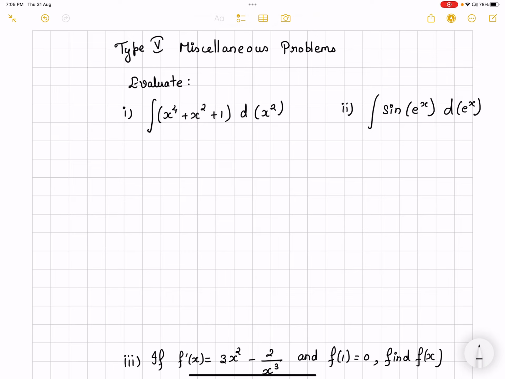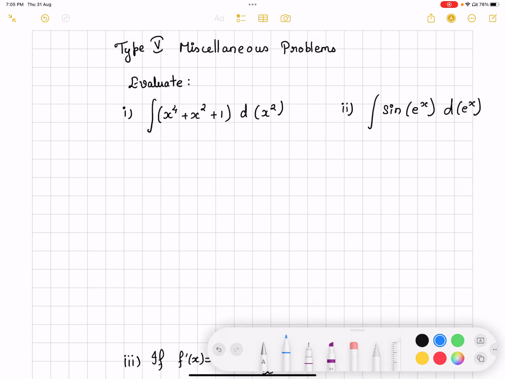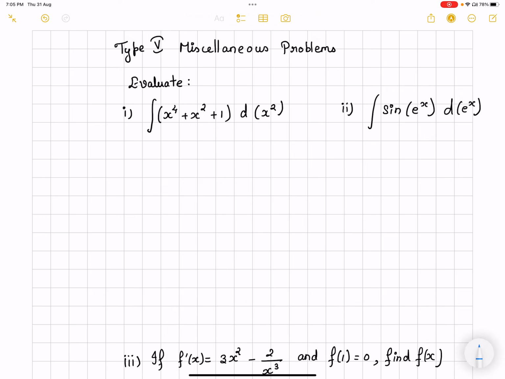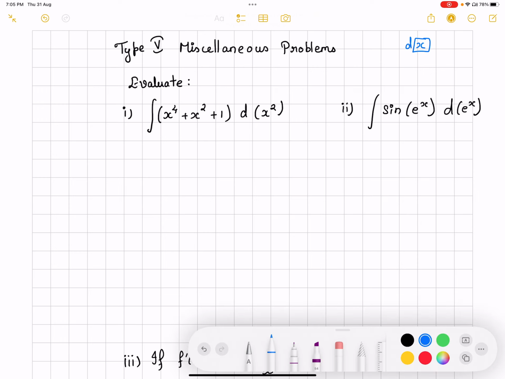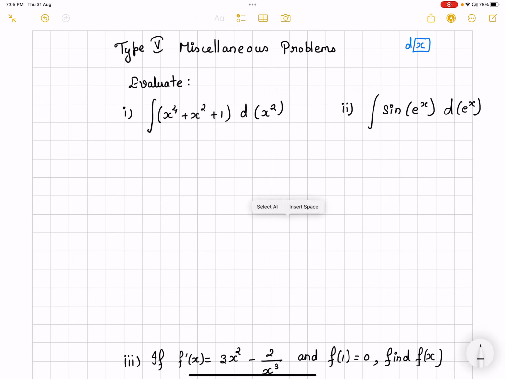So we have the integral of x to the power 4 plus x square plus 1 d of x square. In the previous problems, if you observed, they would have given us dx. Here, instead of x, we have a different thing. That's the difference from the previous problems. So now what I would be doing here is assuming x square is equal to t.